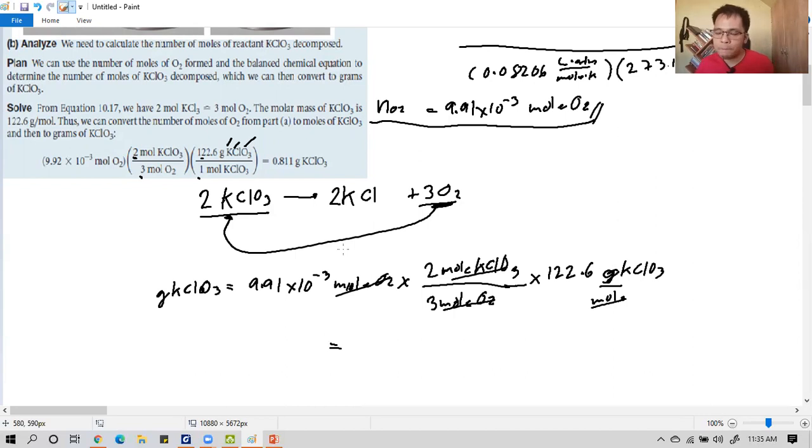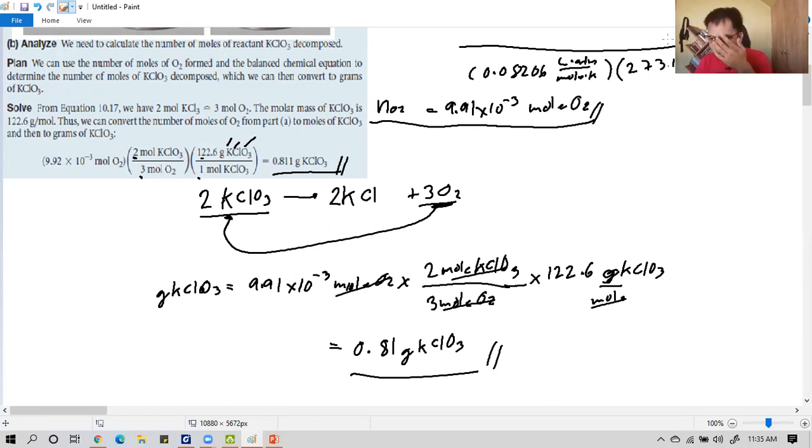And then, syempre, calculate natin just to be sure na talaga yung sagot: 9.91 times 10 to the negative 3 times 2 over 3 times 132.6. And ang sagot sa calculator ko, guys, is 0.81 grams KClO3, na parehas din naman dito. So magkalapit lang yung value. So that's it for this problem.